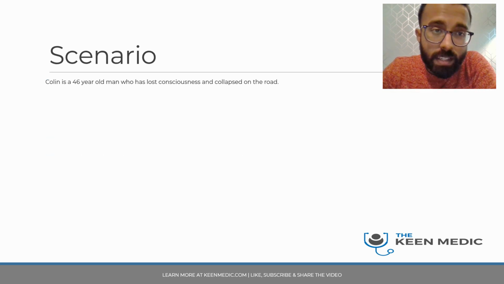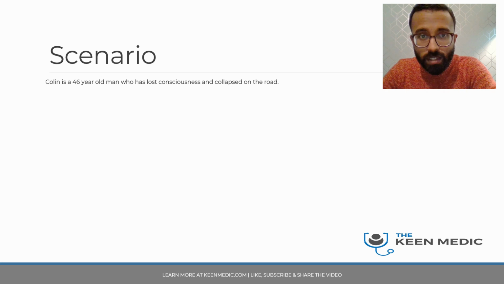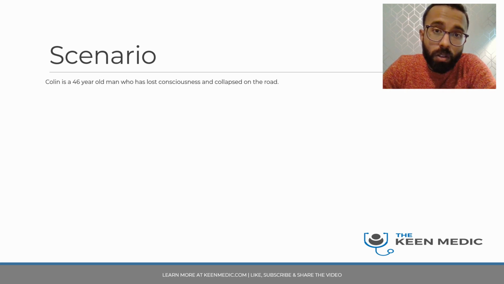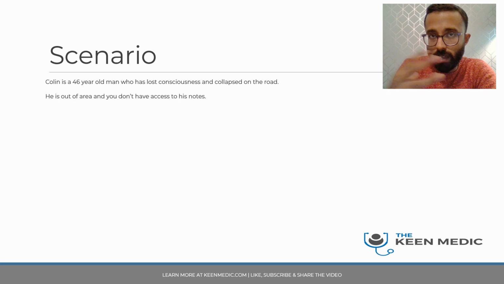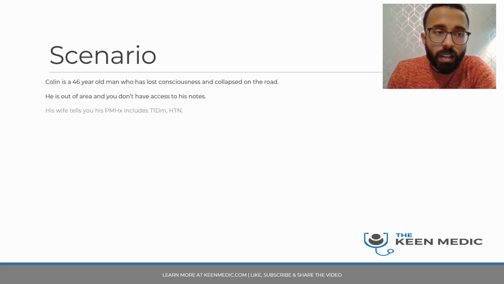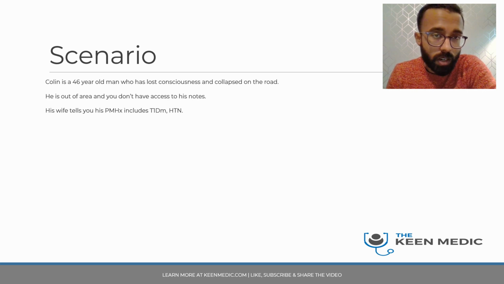Colin is a 46-year-old man who has lost consciousness and has collapsed on the road. He is out of area and you don't have access to his notes, so you don't know what exactly is going on of late. However, there is something useful. His wife is with him and she tells you that his past medical history includes type 1 diabetes and hypertension. So that's quite a significant past medical history.